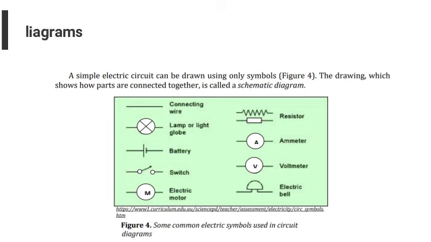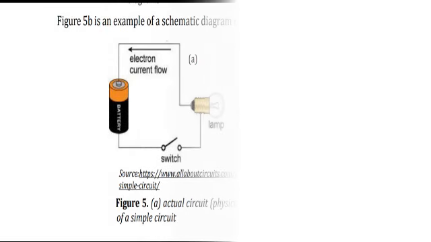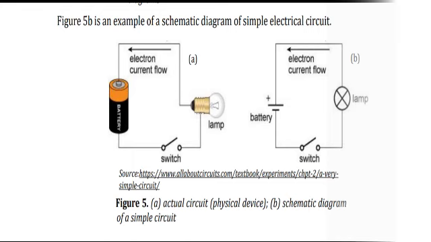A simple electrical circuit can be drawn using all these symbols. The drawing, which shows how parts are connected together, is called a schematic diagram. From figure 4, it shows some common electrical symbols used in circuit diagram. From figure 5b, it is an example of a schematic diagram of simple electrical circuit. Figure 5a shows the actual circuit or the physical device, while figure 5b shows the schematic diagram of a simple circuit.